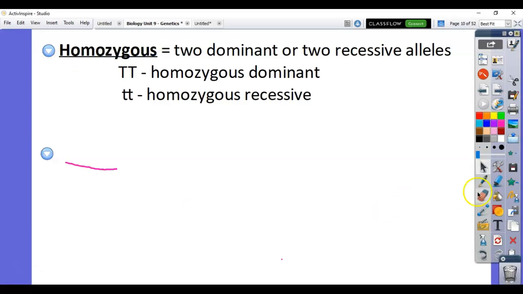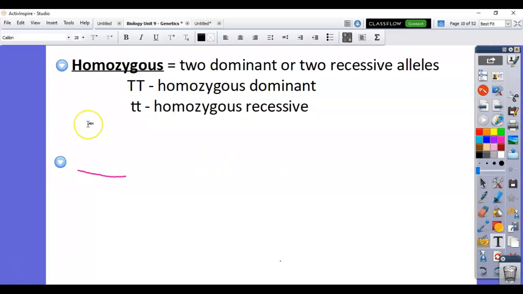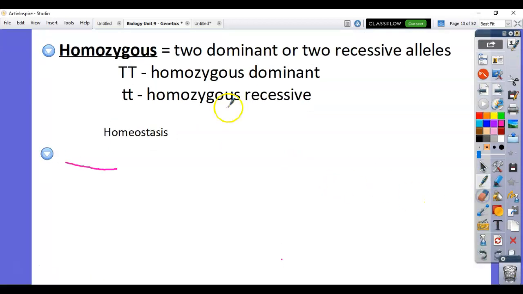So when we learn new words, one of the things I like to do is ask us, do we know of any other words that begin with the same letters? So we see homozygous begins with H-O-M-O, and I know we've talked about this before. We've talked about the word homeostasis, which has a similar beginning. Instead of H-O-M-O, it begins with H-O-M-E-O. And if you remember, homeostasis means same state.